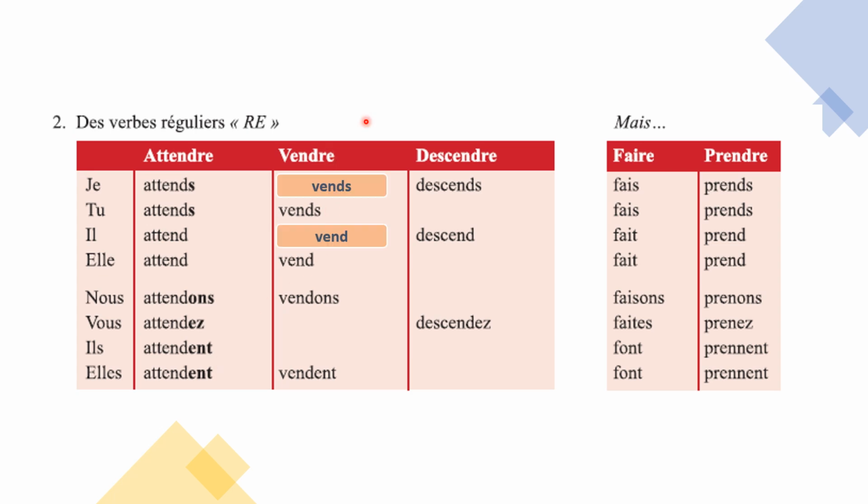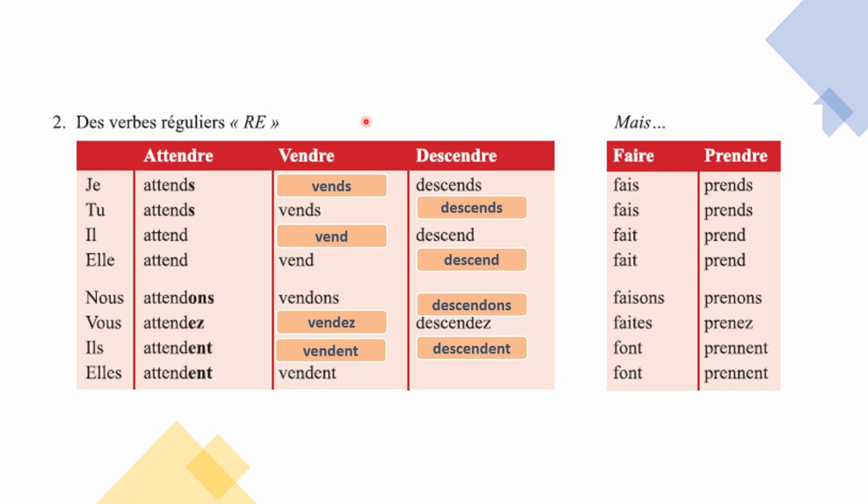Je vends, tu vends, il vend, elle vend, nous vendons, vous vendez, ils vendent. ENT is always silent. Elles vendent. Descendre is to descend, to go down. Je descends, tu descends, il descend, elle descend, nous descendons, vous descendez, ils descendent, elles descendent.